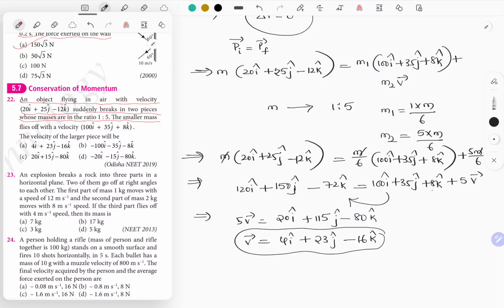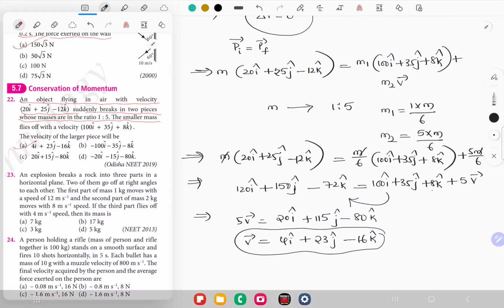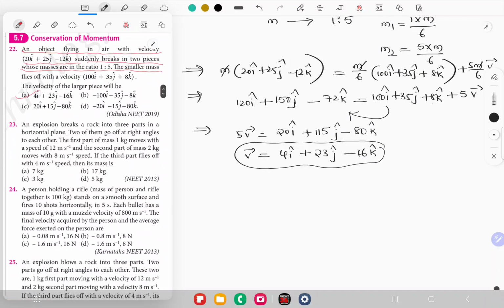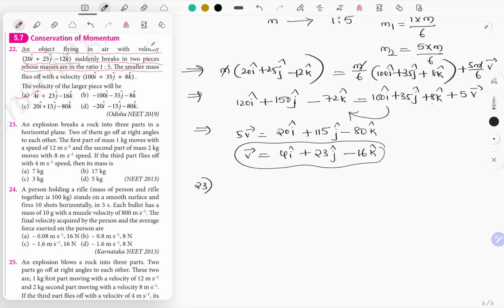Look at the options. Which option is matching here? Question number 22, the first option is the correct answer. Okay, so let's try to solve question number 23. Question 23 is also of the same model.